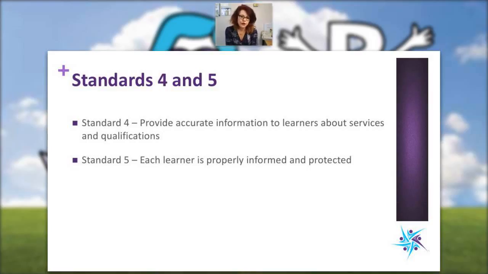Okay, so standard 4 is all about providing accurate information to learners about services and qualifications. So it's all about your marketing and what information you are providing to your students prior to course commencement. Standard 5 sits in really well with standard 4 because basically standard 5 is how are you informing the student of their rights and responsibilities, and that ties in with the marketing because it's information that you're providing to the students prior to course commencement. It also ties in with your student handbook and what should be in your student handbook.